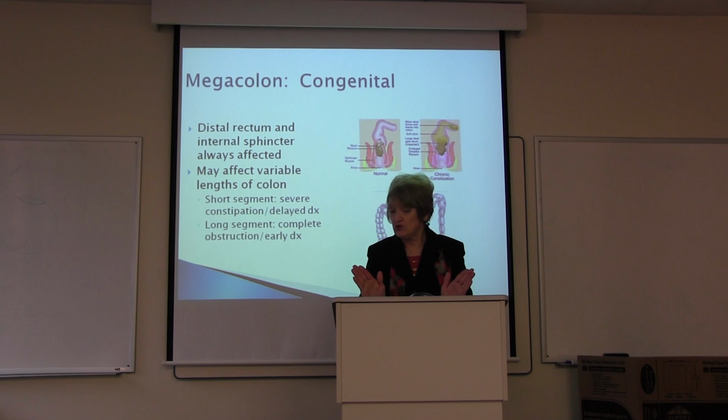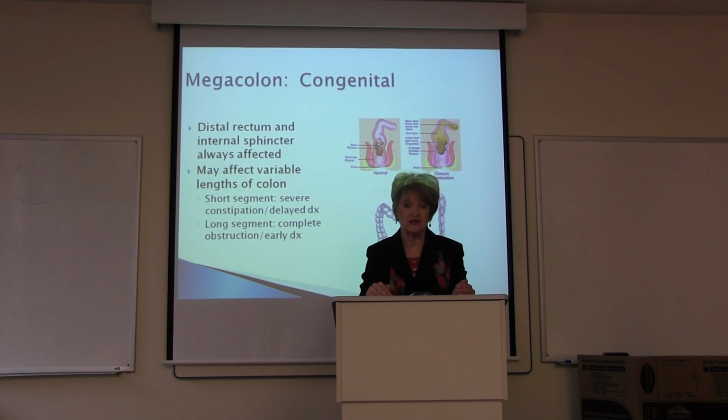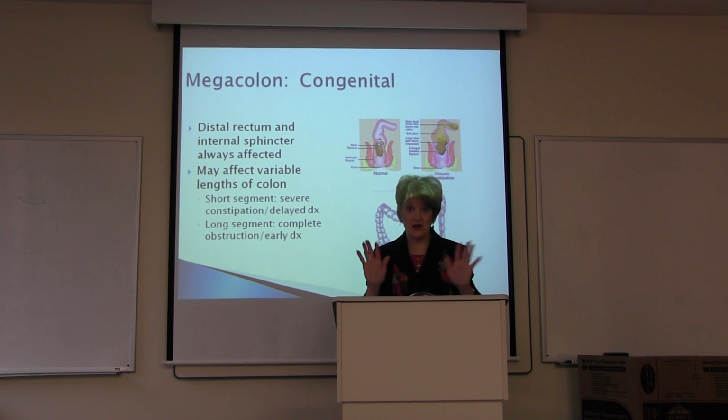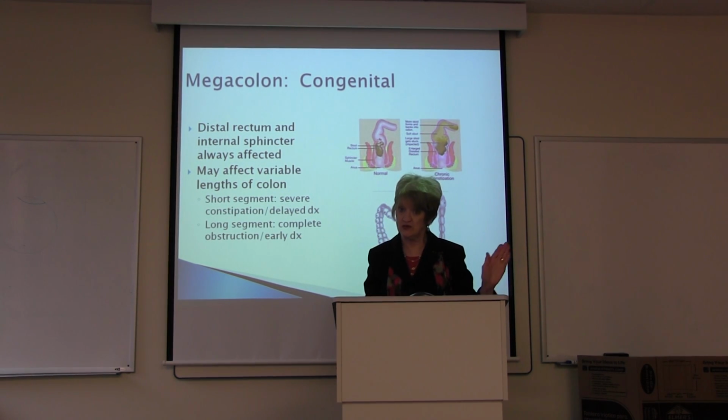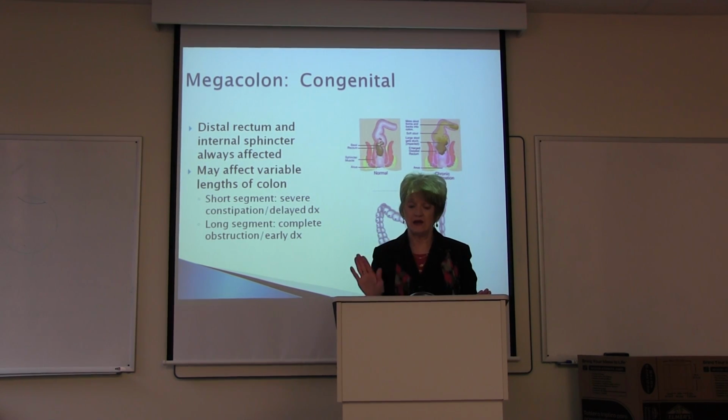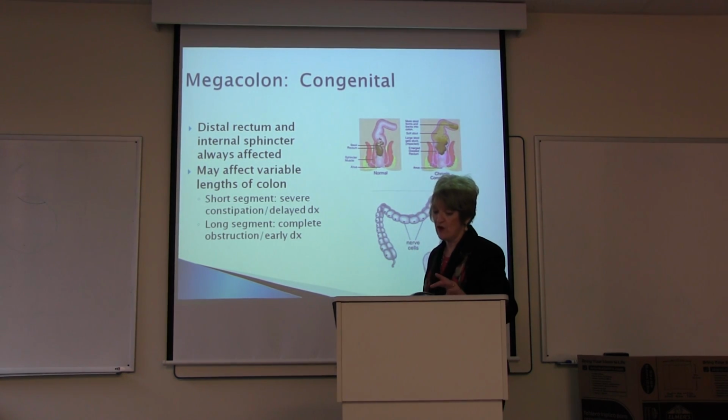Now, right now, I don't want you to focus on congenital megacolon at all. We're going to come back to that when we talk about fecal diversions in children. I just wanted to mention within the big picture of megacolon there's two different types: congenital, which we see always in the pediatric population if we're going to see it, and acquired. And now we're going to move over to acquired.